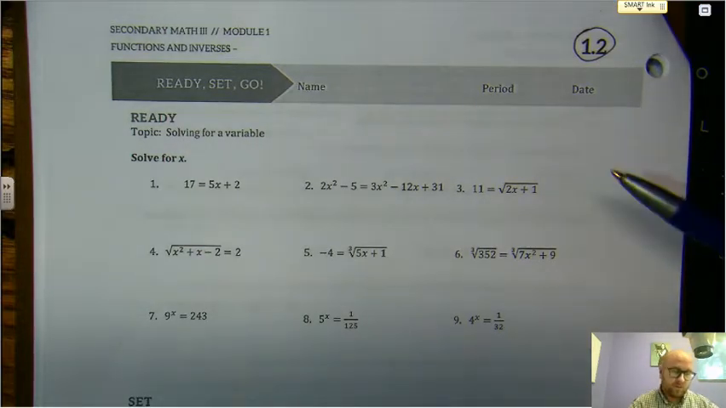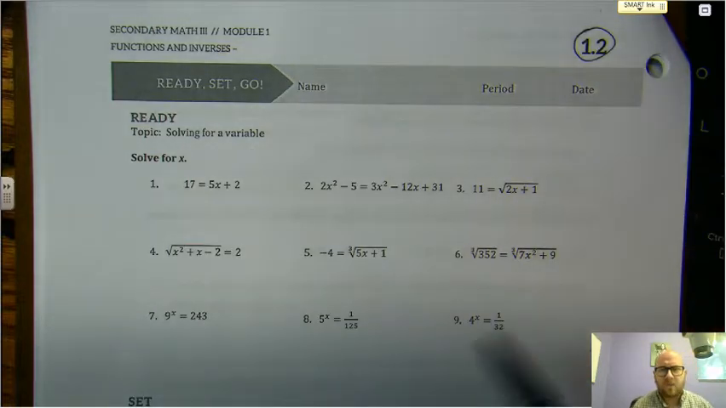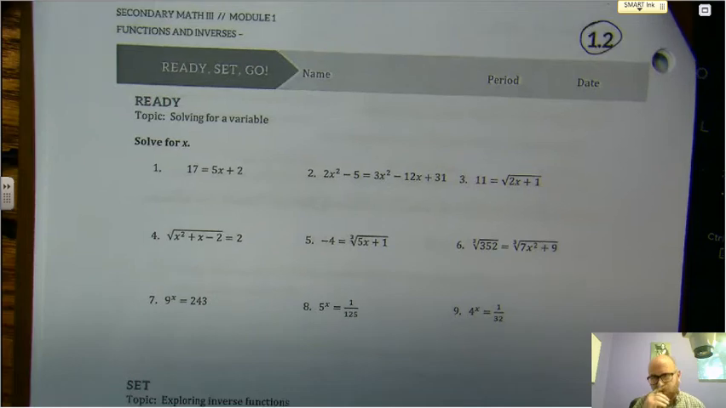The very first section wants us just to solve for x. Some of these are easier or harder than others, and a lot of them really depend on how much you remember from your previous algebra and geometry experiences. So I'm going to go over some of the more challenging ones first and leave maybe some of the easier ones to you for your homework.